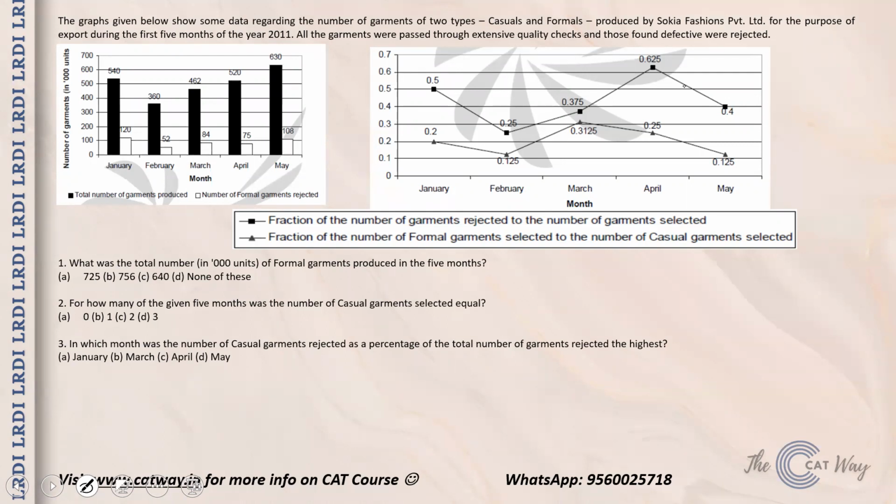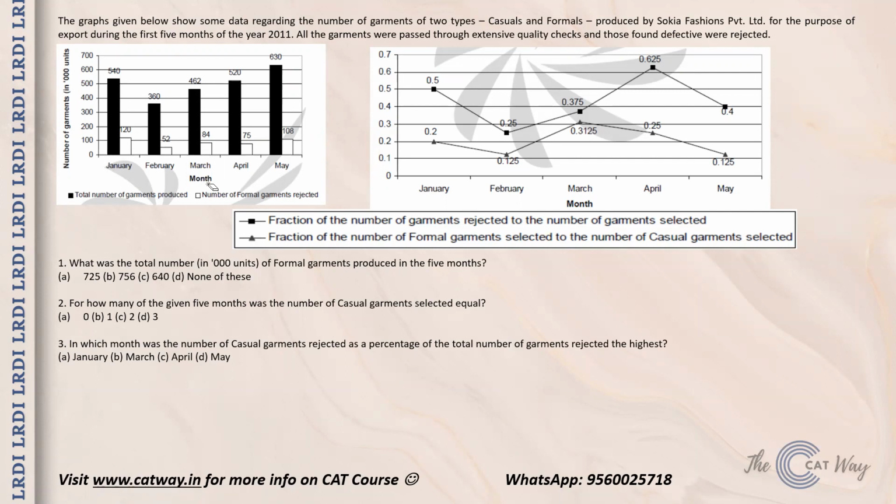All right guys. So here you have been given the data for the number of garments, and here is the month. Now in every month column there are two bar graphs. The first bar graph is the total number of garments that were produced, and the second bar graph is the total number of formal garments that were rejected.